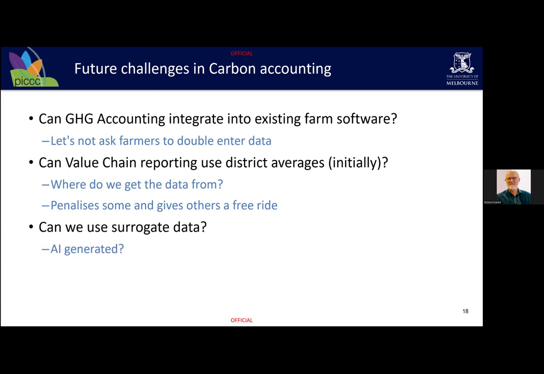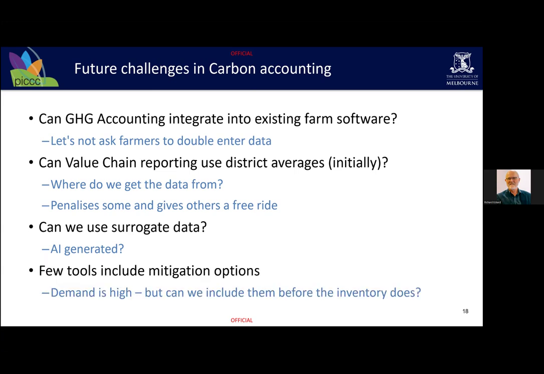Can we use surrogate data? I'll give you an example. We were working in one of the Pacific Island countries where we said, so what's the methane emissions from your dairy industry? And they said, we don't know how many dairy cows we've got. But when we went to the district veterinary offices, they knew exactly how many vaccines to order for the dairy herd. So that was a clear example to us that actually sometimes there might be surrogate data sitting out there that we are not aware of. We're not asking the right question to get that data. And the obvious question is, can AI help us here?